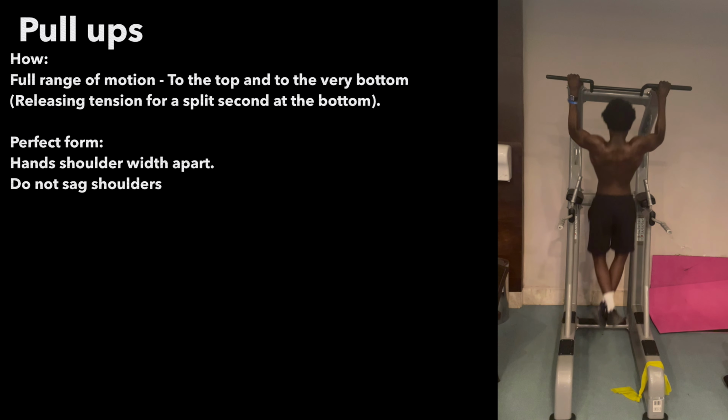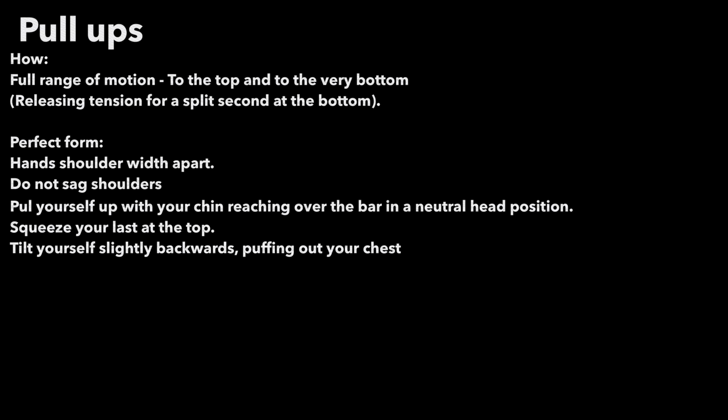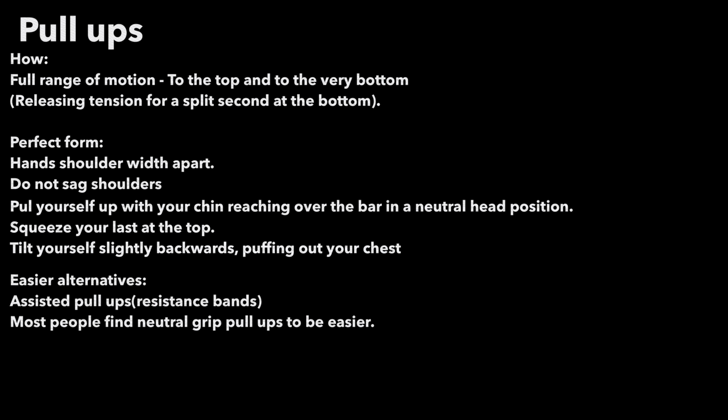And once you get your first pull-up, you want to make sure to nail perfect form, and you do this by setting your hands to about shoulder width apart, making sure to sag your shoulders. You want to pull up to the bar, getting your chin over the bar, making sure to squeeze your lats and also tilt yourself so you're kind of puffing out your chest as well. Make sure to do this all in a nice, slow and controlled tempo, going all the way up, all the way down as well.